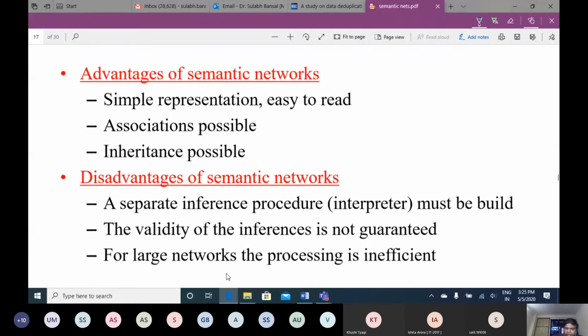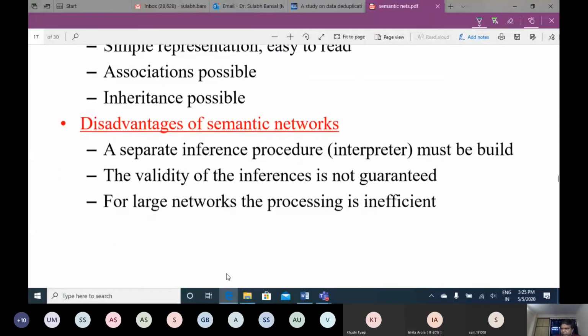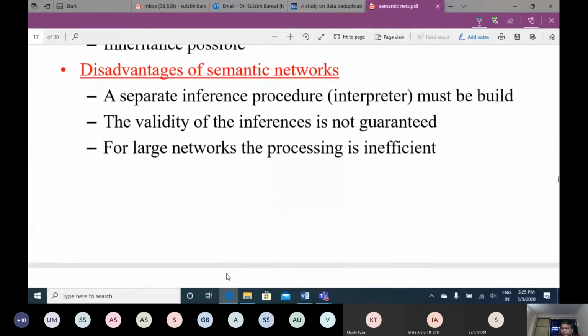Okay, so now if you have represented the knowledge in this way, you cannot use the resolution kind of method which we have been using for propositional logic and predicate logic to make inferences, to make new knowledge, to interpret new knowledge out of the given knowledge. You cannot use something like resolution. So a different procedure has to be built. Validity of inference is not guaranteed. For large networks, the processing is inefficient. So if this network becomes very large, then finding answers from it becomes very difficult.